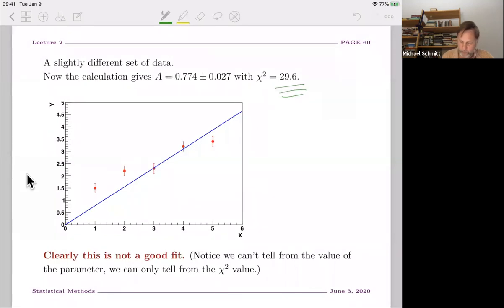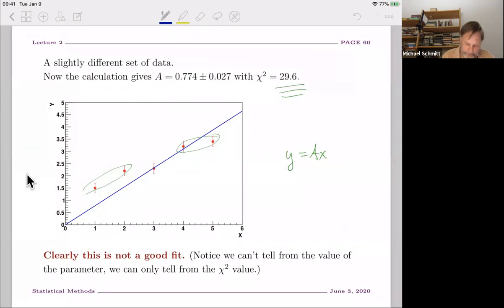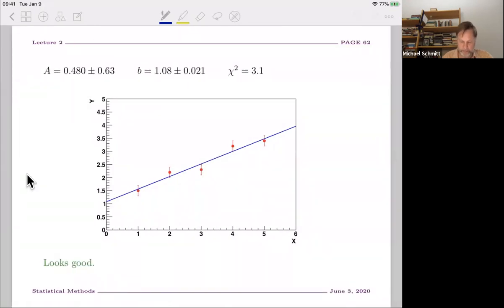Because if I just say that y equals ax, then it doesn't allow me to fit these 2 points on the one hand and these 2 on the other with a line that goes through. But you can see that if I were to allow a non-zero intercept like this, maybe it would work out okay. So let's go ahead and do that. Let's add a second parameter and do a chi-squared minimization. We get a different value for A. We now get a non-zero value for the intercept. We get a reasonable value for chi-squared. And indeed, the fit itself looks good.